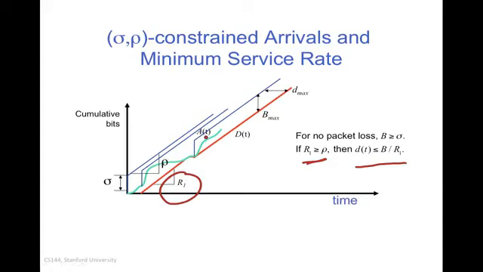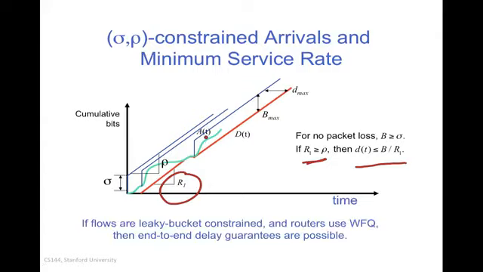And so what I'm going to tell you next and describe is that if the flows are what we're going to call leaky bucket constrained, and the routers use weighted fair queuing, then end-to-end delay guarantees are possible. So what is this leaky bucket constraint? Well, it turns out the leaky bucket is something that implements the sigma rho regulator and therefore makes all of this work. Let's take a look at what that leaky bucket is.